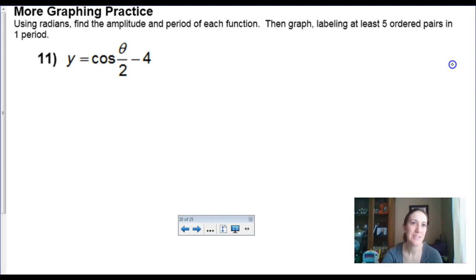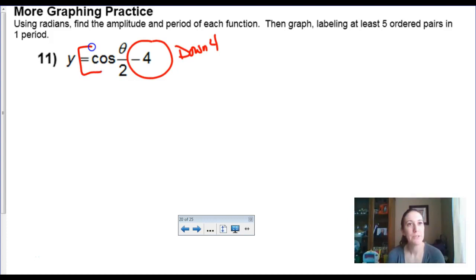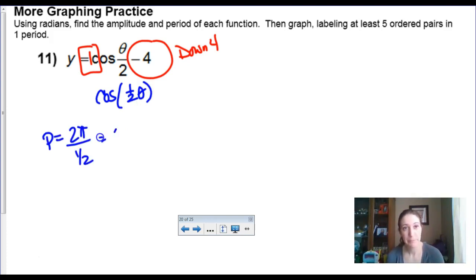Alright, so this one is similar. We have another vertical shift. This time it's going to be shifted down 4. My amplitude has a secret 1 in front here. And then inside the function is cosine of theta over 2. So inside that cosine function, the b value is 1/2. So you think about what that does to the period. It's taking 2 pi and dividing it by a half, which means the period's actually 4 pi.